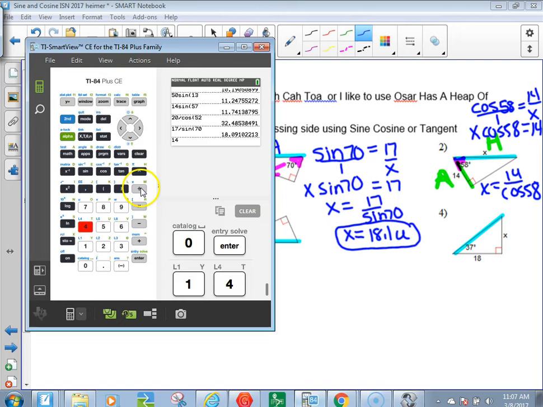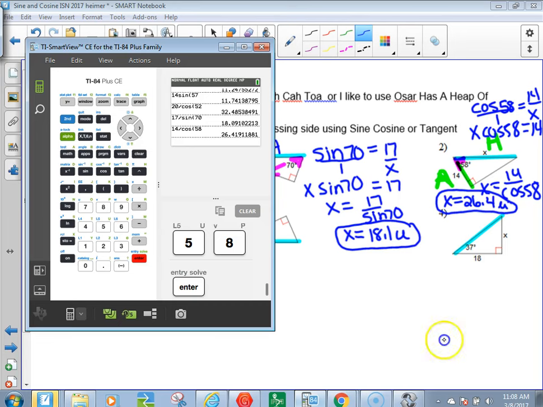Well, now's the time to get it straight. Okay. Oh, I see. 26.4 would be the value of x for this problem. Uh-oh, you're not getting 26.4? Okay, you need to divide 14 divided by cosine 58. And that's why I'm asking if you got it, because that's important. We have to make sure we're typing it in correctly.